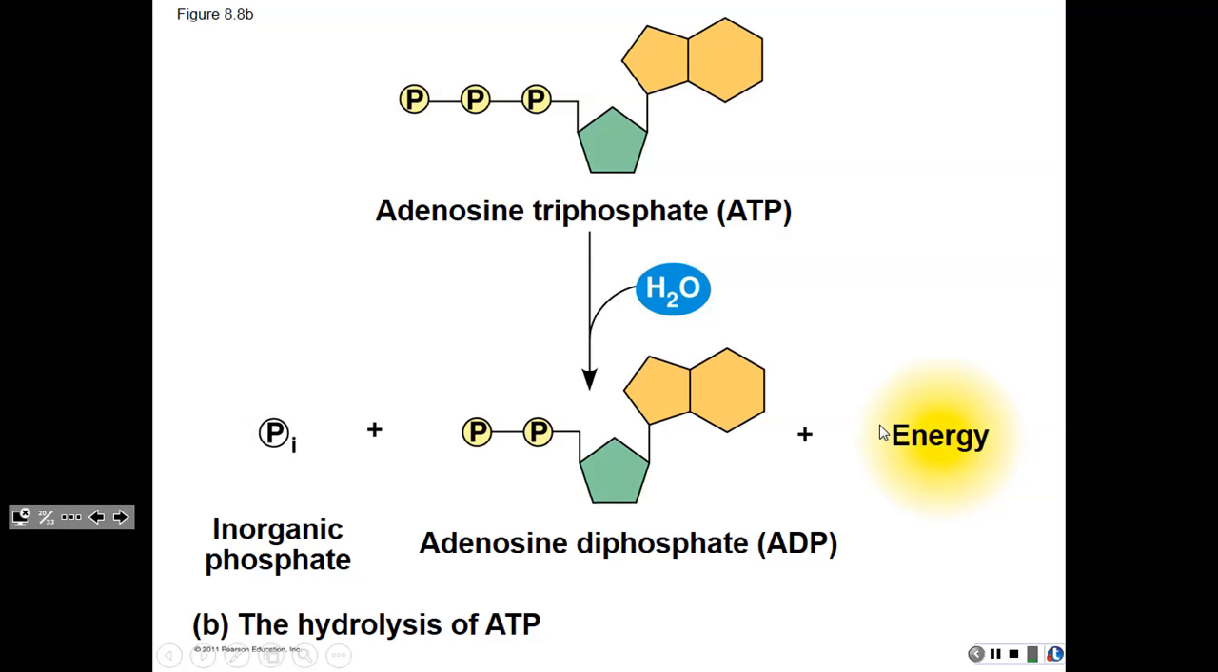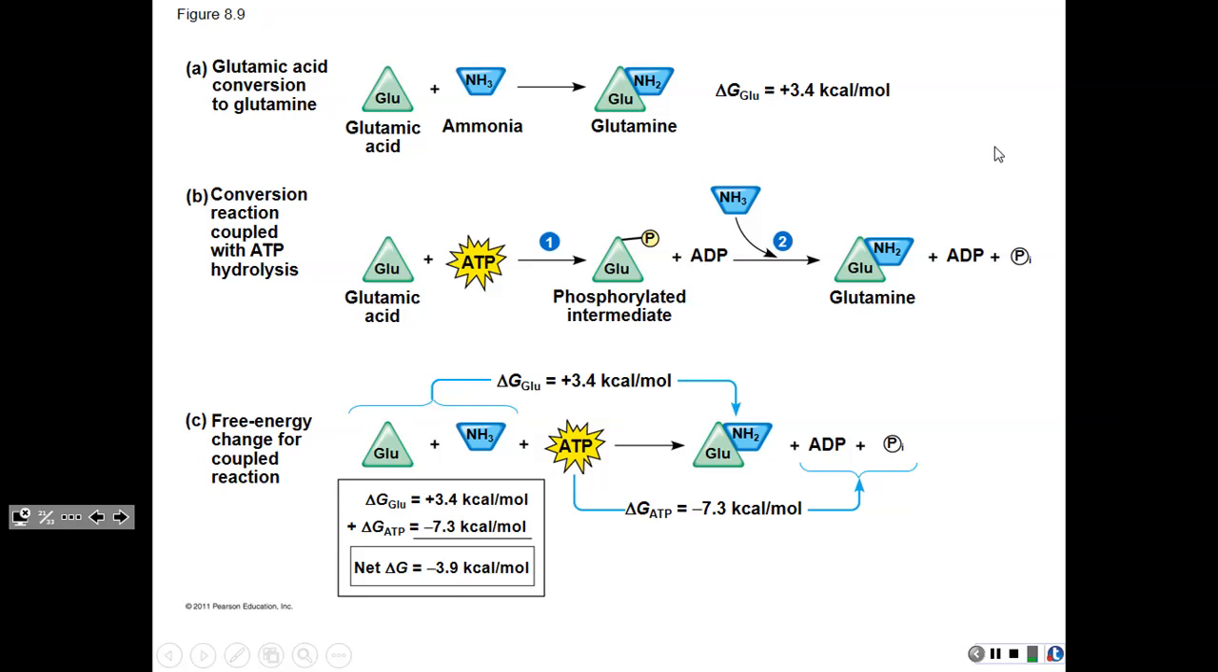Because, I feel like a broken record here, you can't have a chemical reaction take place. It will not take place unless it has a favorable delta G. So is there a way that we can hook up the favorableness, if that's a word, of this chemical reaction to a less preferred chemical reaction to cause the less preferred reaction to take place? Well, here is a specific example of that.